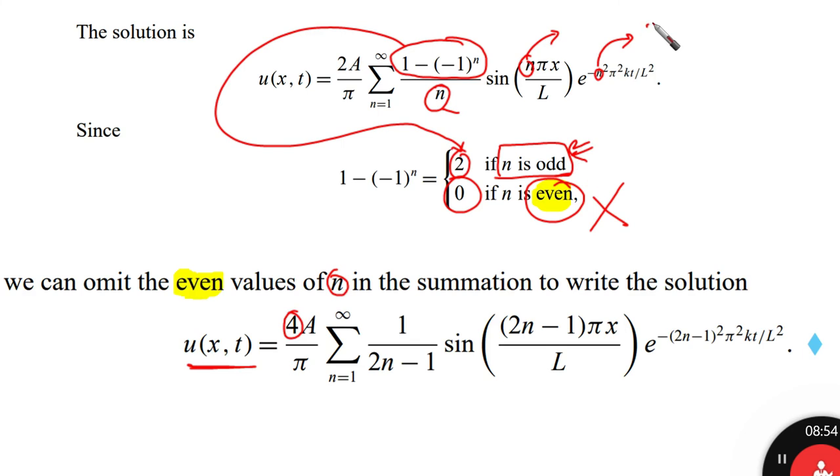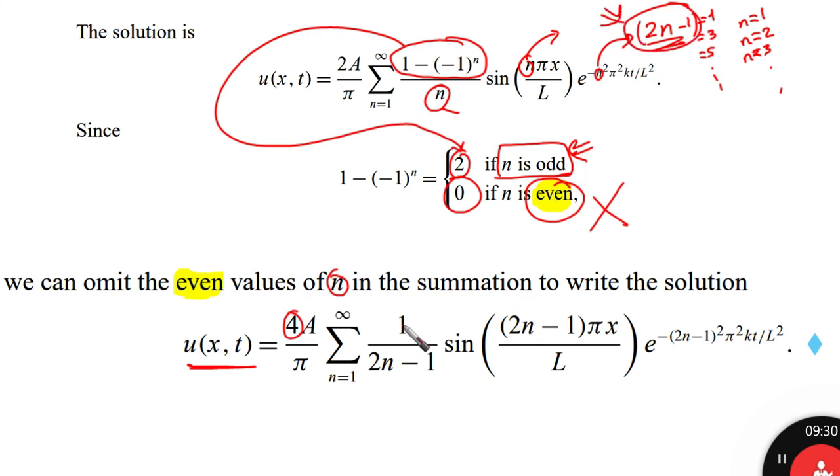So if I put it like 2n minus 1, does it work? Yes, it will work. Let's assume that n equals 1. So this value is going to be 2 times 1 minus 1, which is 1. In case of n equal to 2, 2 times 2 minus 1 equals exactly 3, which is the odd value. N equal to 3, so 2 times 3, 6 minus 1, it is 5, and so on and so forth. So this term is really giving us the odd terms only.